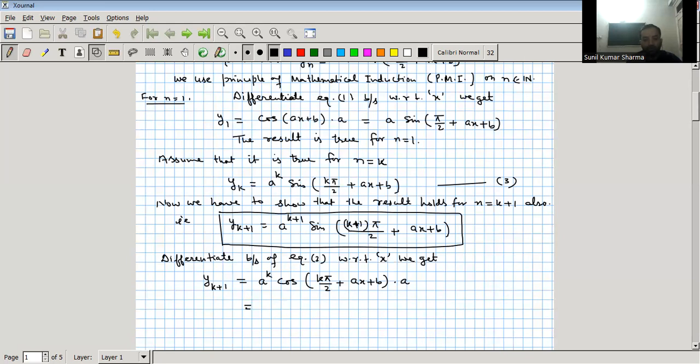So a into a to the power k, this is a to the power k plus 1. Now again cos theta, we can write this as sine 90 plus theta. So we can write sine pi by 2 plus this k pi by 2 plus ax plus b.